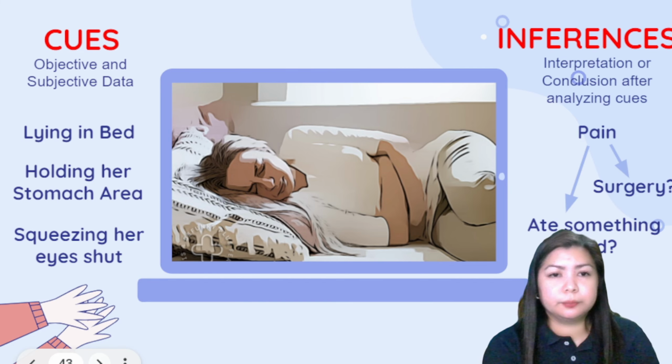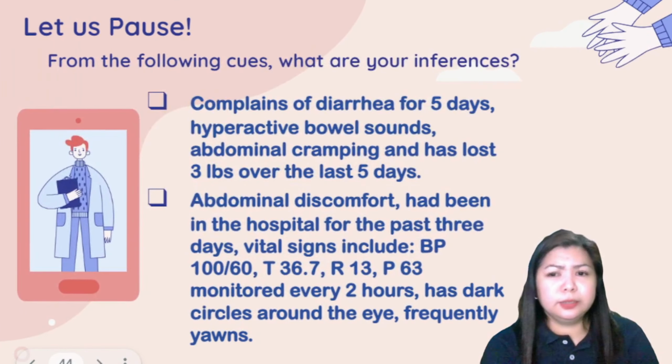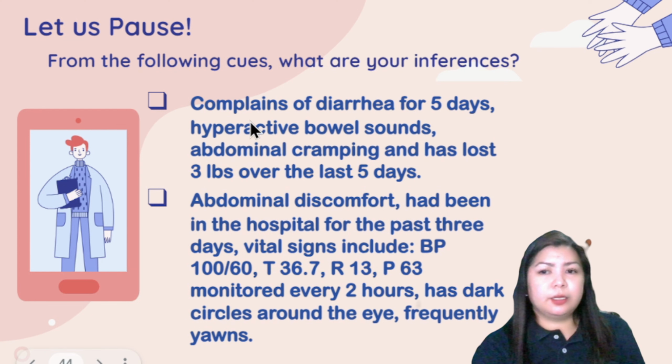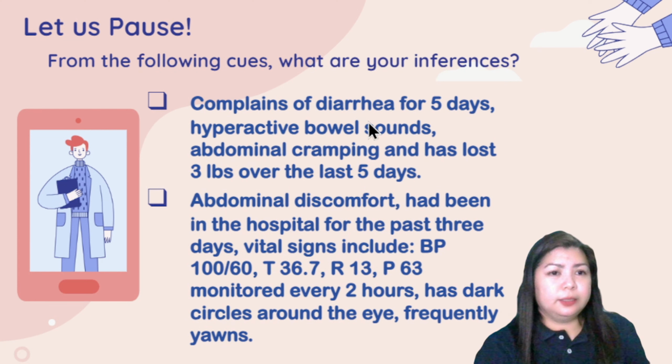Now, let's try to work on this example, to give you definite and concrete examples of cues and inferences. Number 1, the client complains of diarrhea for 5 days. She has hyperactive bowel sounds, abdominal cramping, and has lost 3 pounds over the last 5 days.